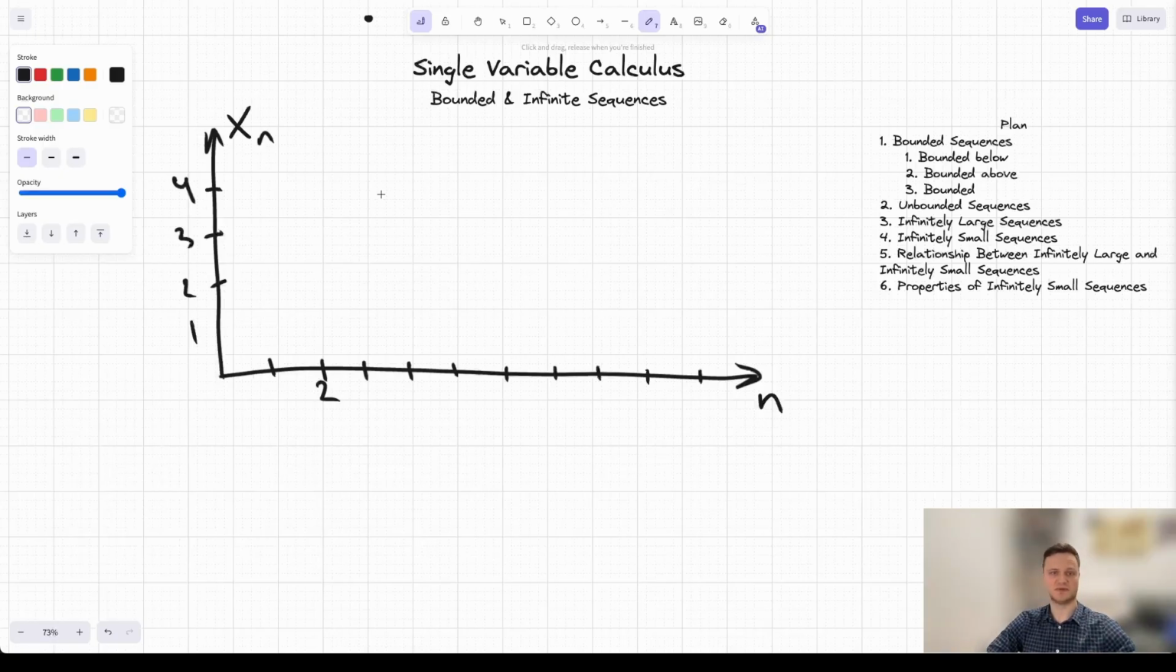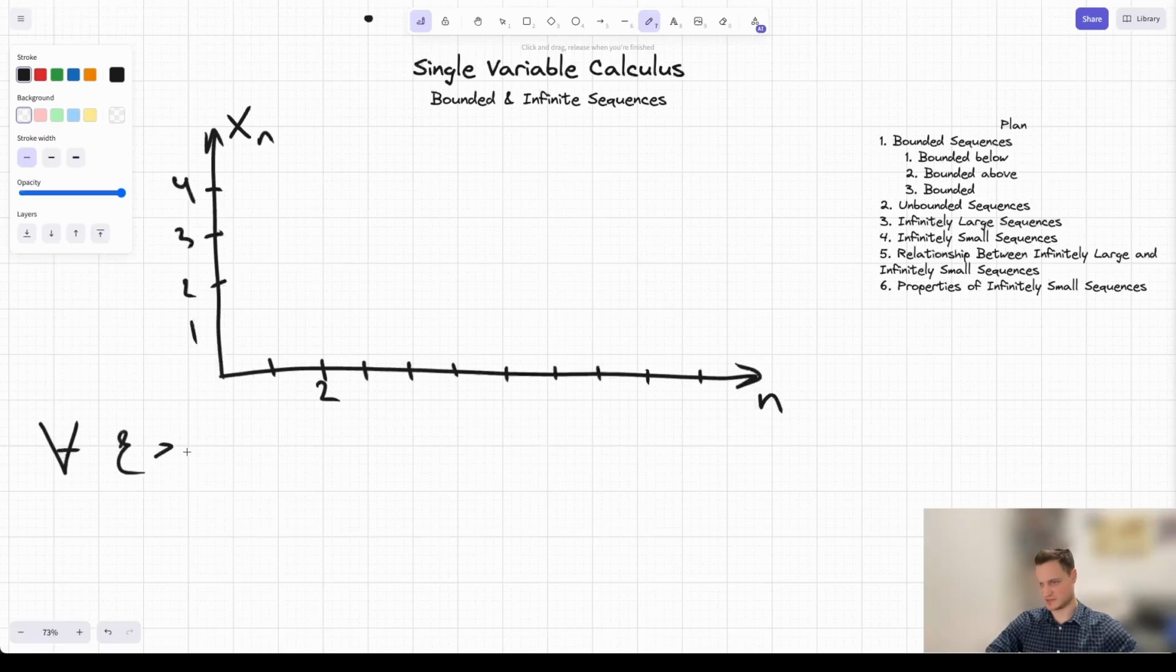A sequence is called infinitely small or tends to zero if its terms eventually become and stay arbitrarily close to zero. Formally, for any small positive number epsilon, we can find a point in the sequence after which all subsequent terms have an absolute value less than epsilon. Let's write the mathematical notation and then work with an example.